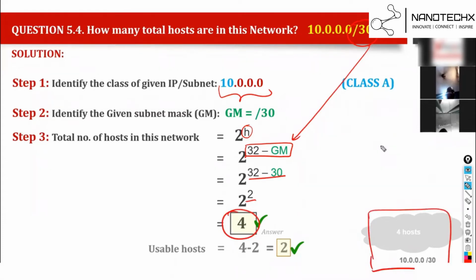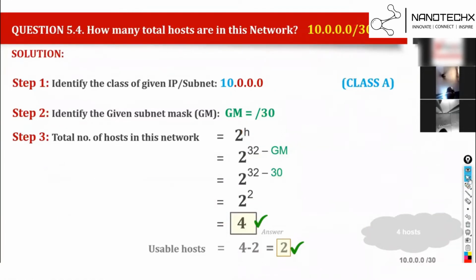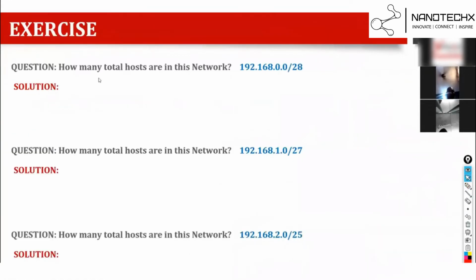The first host will have an IP address 10.0.0.0. I got it from here. The second one will be 10.0.0.1, but it is very important to put the subnet mask as well, this /30. Then 10.0.0.2, and 10.0.0.3/30. Clear, guys?